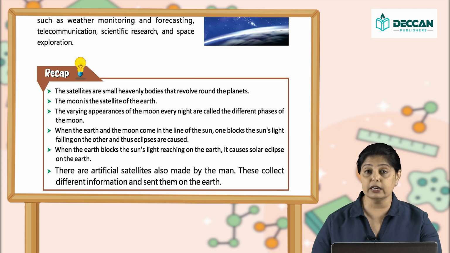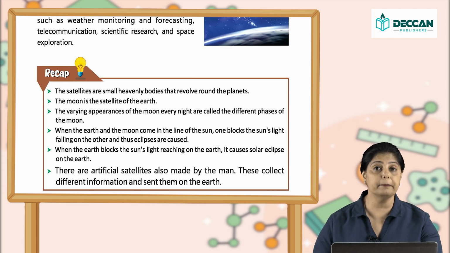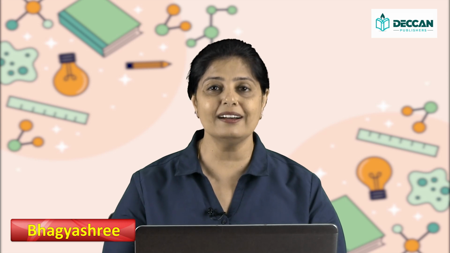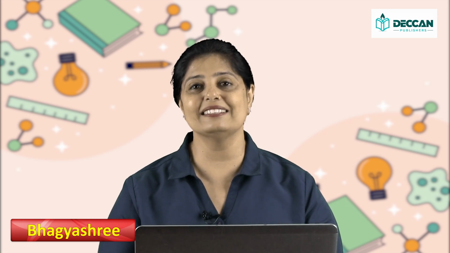Now, there are artificial satellites which are made by man and sent to outer space in order to collect information and then send it to earth. All right. So, children, now quickly reread this chapter and get on to the back exercises. Get going.